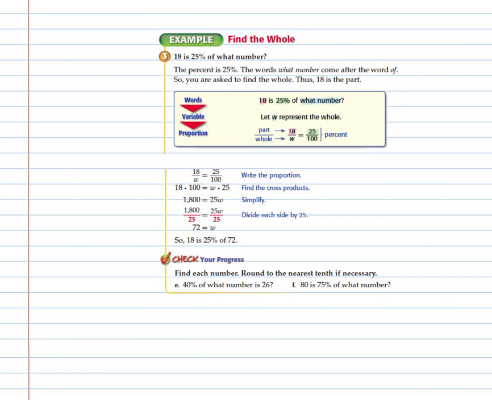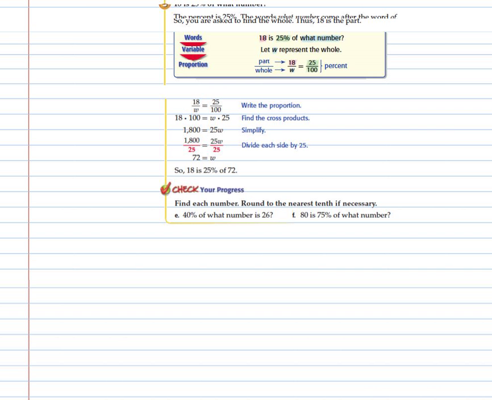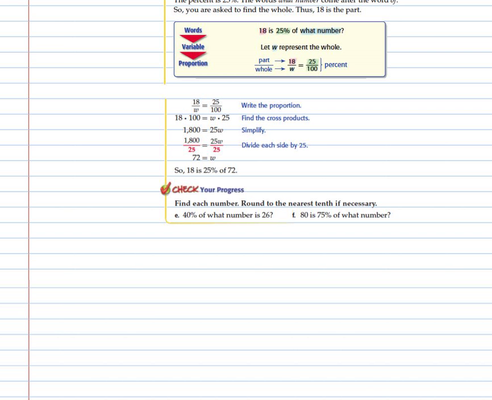In example E, 40% of what number is 26? So 26 on the top, W on the bottom, 40 on the top, 100 on the bottom.